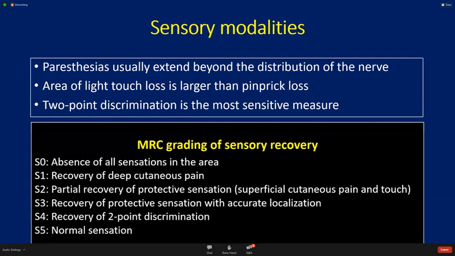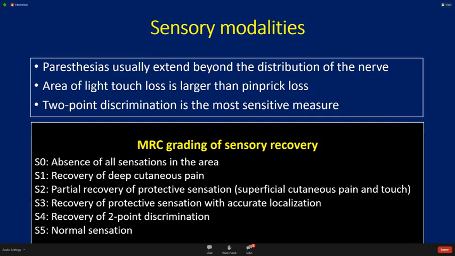The thing about sensory involvement is that sensory can be episodic, and it can be normal on examination when you are seeing the patient. Paresthesias are not very useful to understand the distribution of the nerve involvement because they often extend beyond the distribution of the nerve. When we are looking at the different modalities, we find that the area of light touch loss is larger than pinprick loss because that has more of autonomous supply by a single nerve and less of overlap.